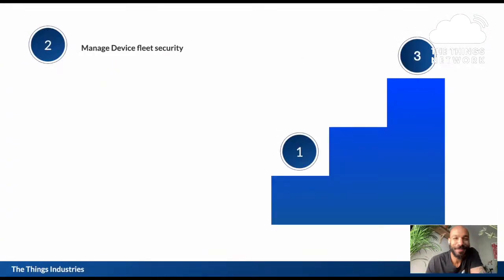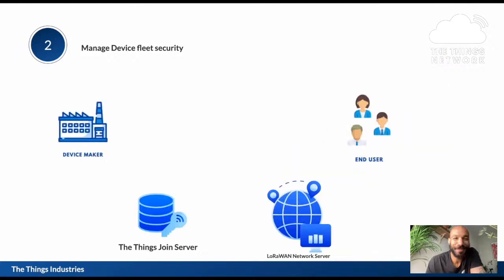So the next level of device management is device fleet security. It's not a good idea to send your users a file containing all the keys for all the devices. This happened quite a lot in the past, and we would want to avoid that. This is where the Things Join Server comes in. Instead of sending keys to your end user, you securely provision it on the Things Join Server, and then you send the devices and certain device information to the end user. So the end user then registers the device in a LoRaWAN network server, and the LoRaWAN network server talks to the Things Join Server to get the device session keys. And finally, we're going to close the security loop.